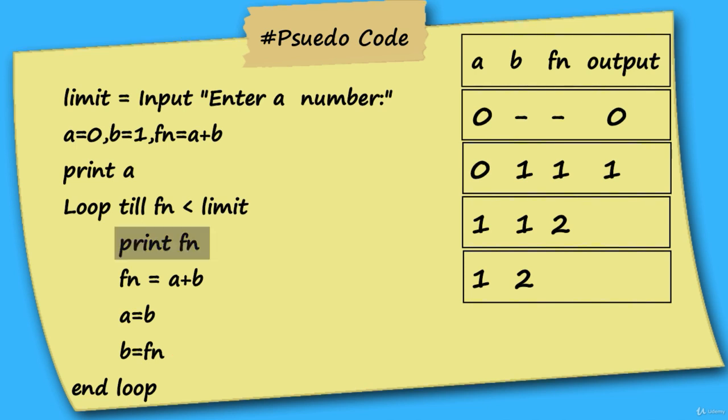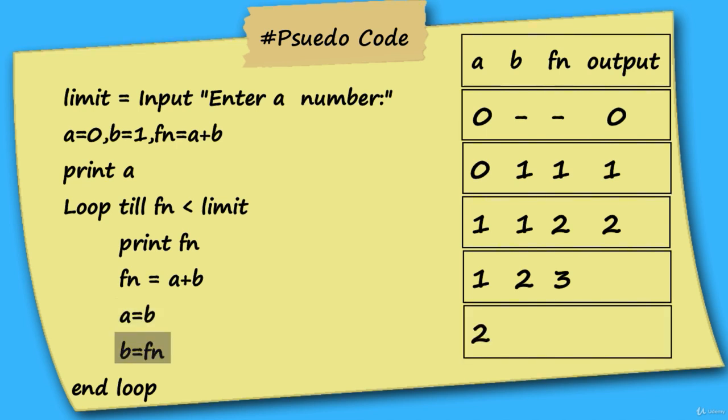Now when we go to the print statement, it is going to print value 2 here. Again fn is equal to a plus b, that is a is 1 and b is 2. So fn will have 3. We are changing the value of a by b. So a will have now 2 and b will have the value of fn, that is 3. Again it will go to print and it will print the value of fn, that is 3. So now we have a is equal to 2 and b is equal to 3. So fn will have 5 in it.